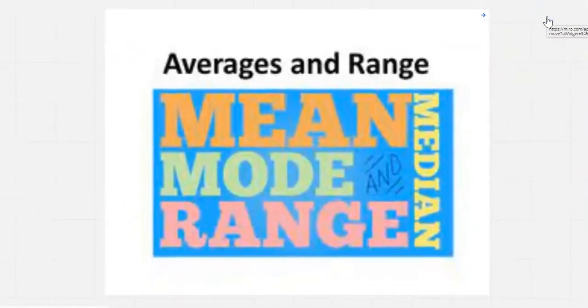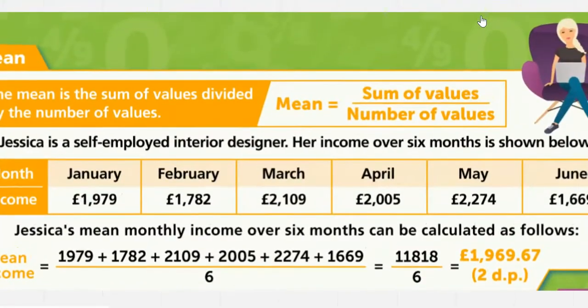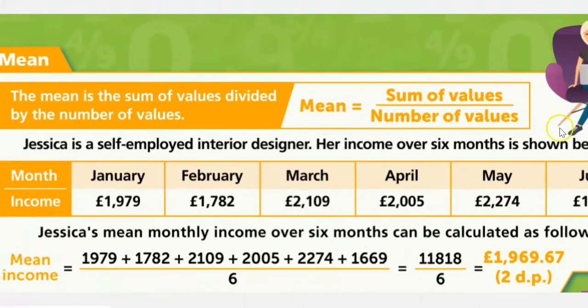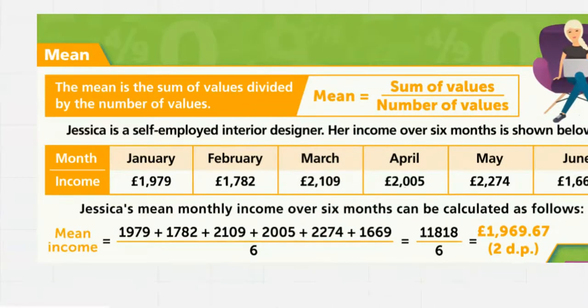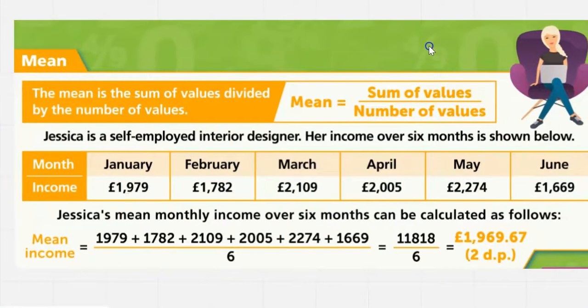We are going to look specifically at mode and median today, but these are the four concepts that appear in Functional Skills Level 2. Mean, mode, median and range. So it's good to get used to the terminology and the methods involved in it.